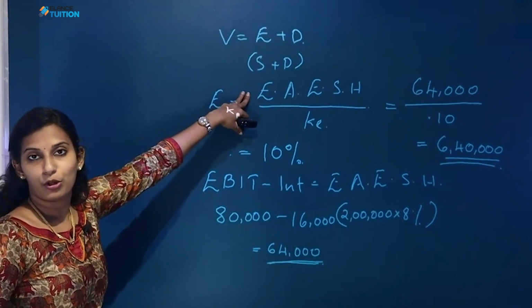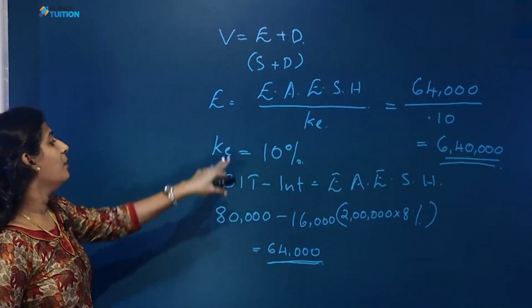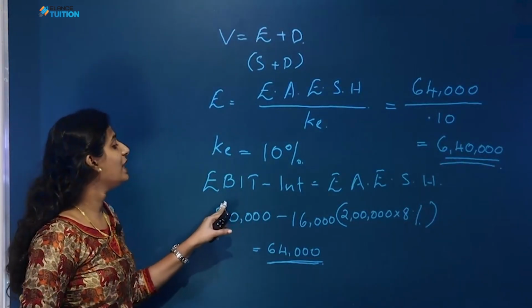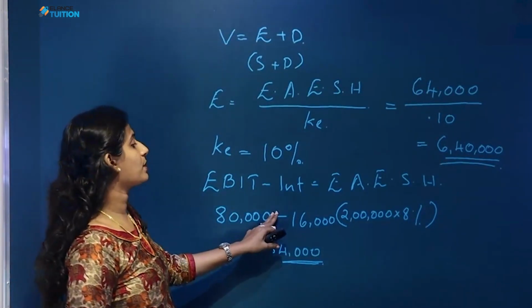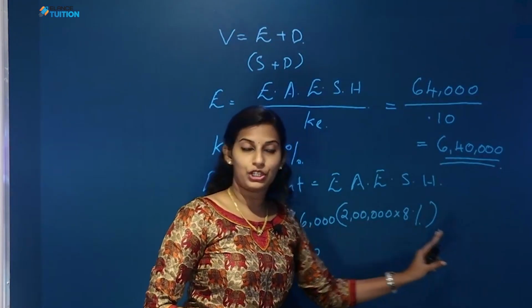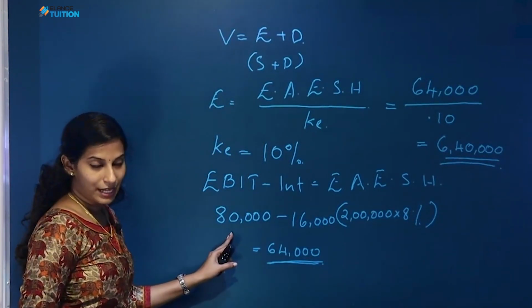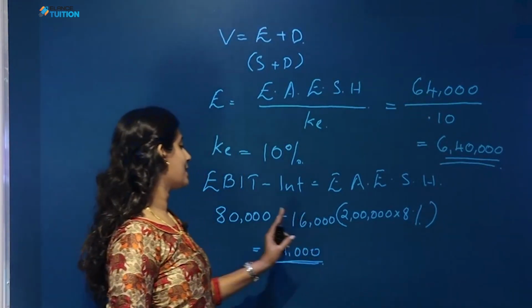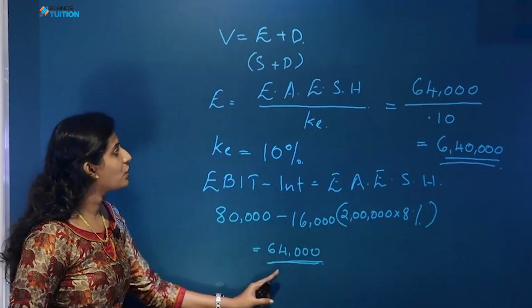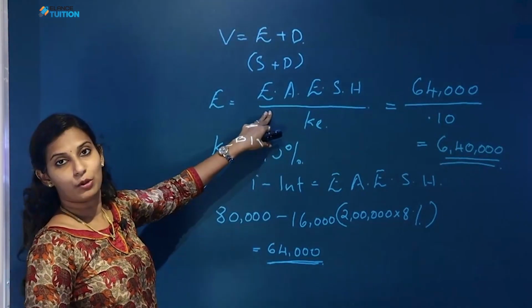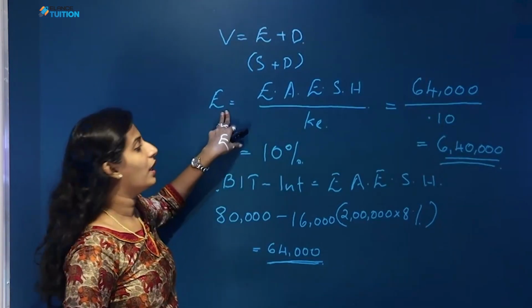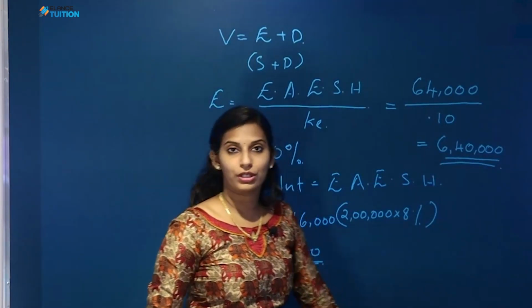Here earnings available to equity shareholders is not given, but we can calculate it from EBIT. So EBIT minus interest is earnings available to equity shareholders. EBIT is 80,000 and interest is 8% of 2 lakh, that is 16,000, and we got 64,000 as earnings available to equity shareholders. Then divided by KE, that is E, and we got E 6,40,000.